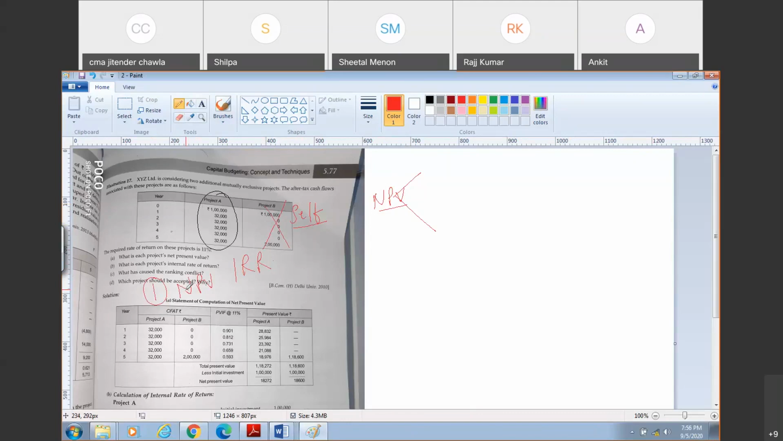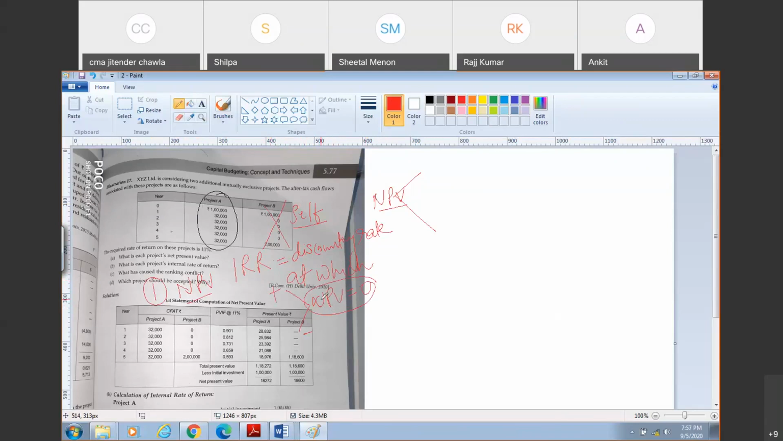What does this IRR do? It is like a discounting factor at which NPV is equal to 0. Am I right? Okay, that means between one positive value and one negative value, there will be some neutral value, and the rate at which such a neutral value exists is called the IRR rate.